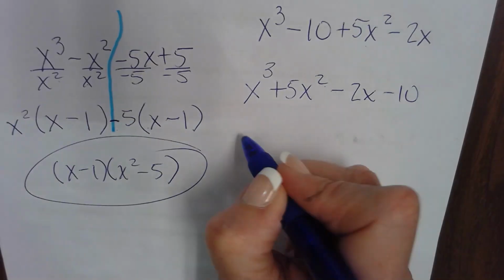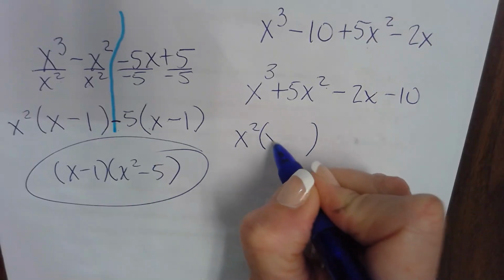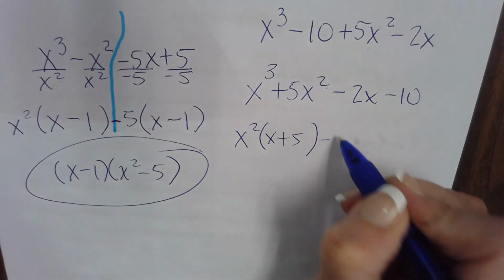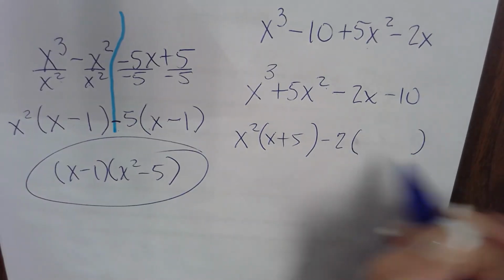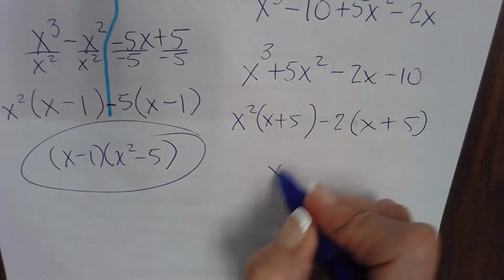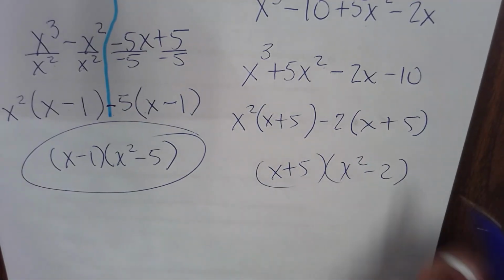Okay, so now, x squared is my common factor here with these first two, and I'm left with x plus 5. Okay, here, negative 2 comes out, and I'm left with x plus 5. So x plus 5 is one of my factors, and x squared minus 2 is the other one.